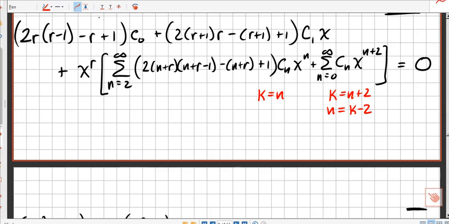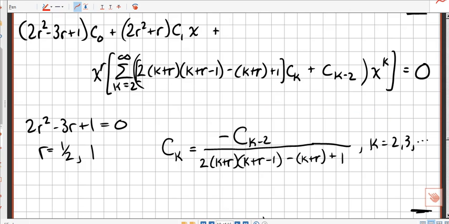Okay, so that means on the first summation, I'm going to let k equal n, and on the second summation, I'm going to let k equal n plus 2, which means all the n's will get replaced with k minus 2's. Okay, so I've simplified the c sub 0 and the c sub 1 term, so we've got 2r squared minus 3r plus 1, which should come as no surprise. That's exactly what we got when we worked that out before we ever started the problem.